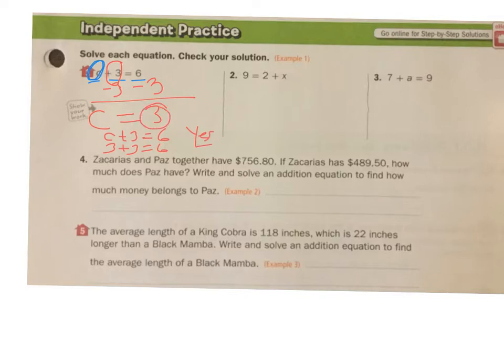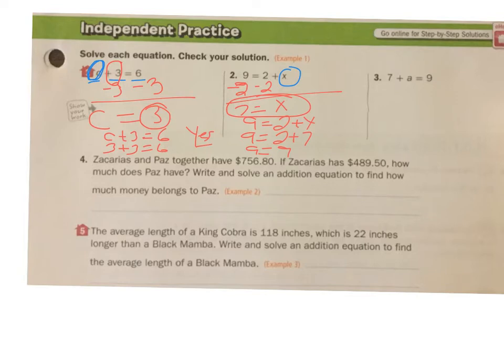Okay, next one. 9 equals 2 plus x. I want to get this x all by itself. So the way I'm going to do it is I have 2 here, so I'm going to get rid of 2 on this side, I'm going to get rid of 2 on this side, and we'll see what we have. 9 minus 2 is 7, equals 2 minus 2 is 0, and then I have my x. So x is 7. So let's now plug that in. 9 equals 2 plus x. 9 equals 2 plus 7. 9 equals 9. It all works out. Awesome. x is 7.